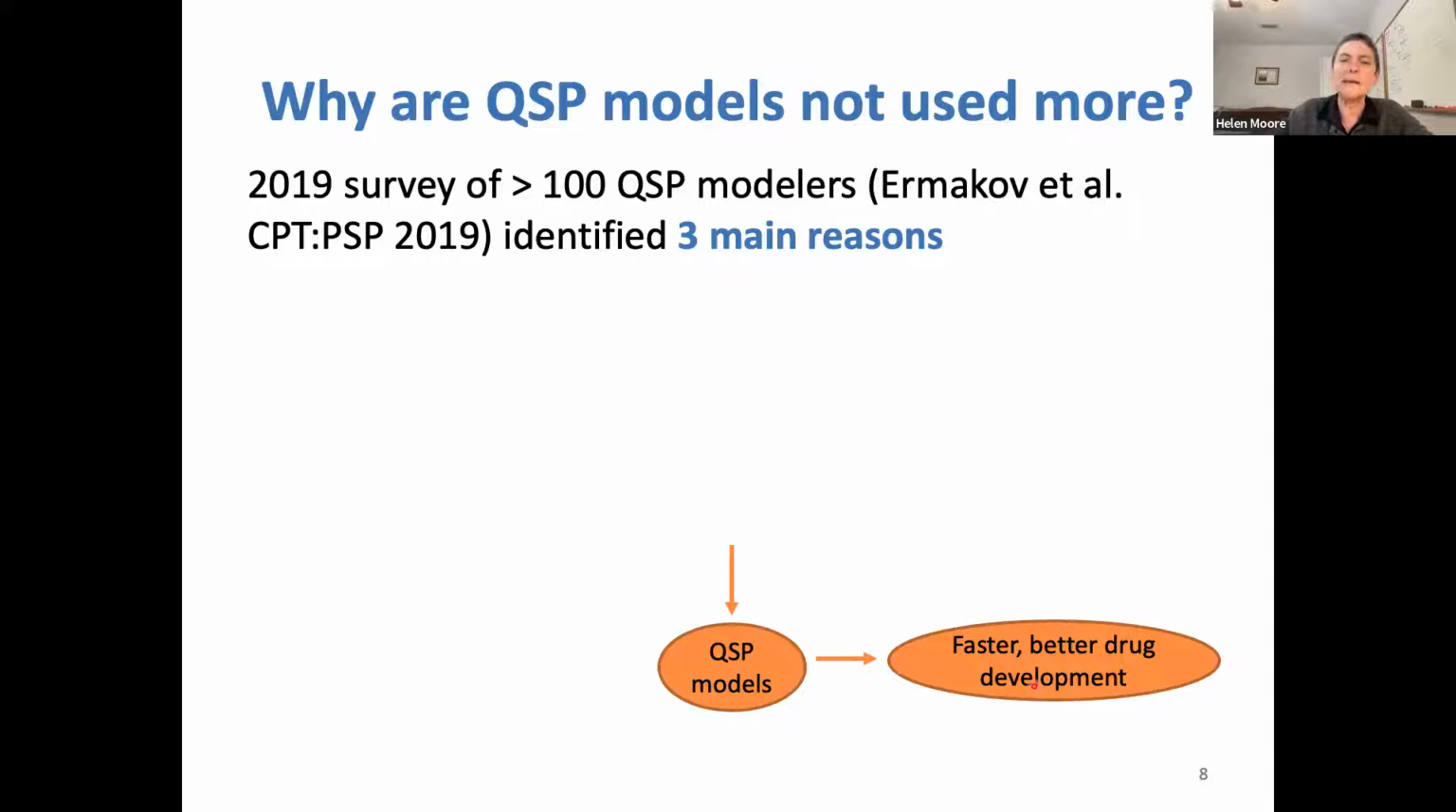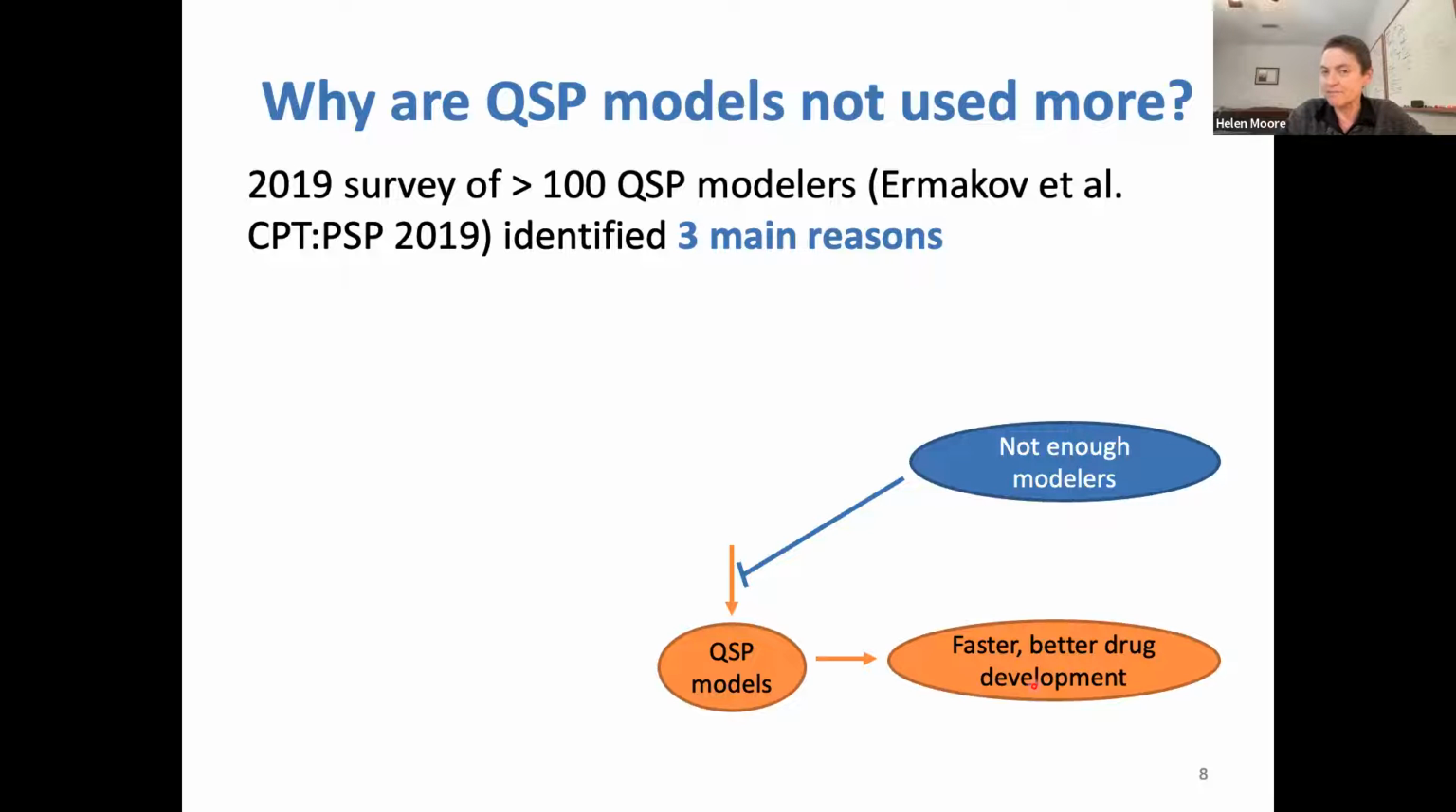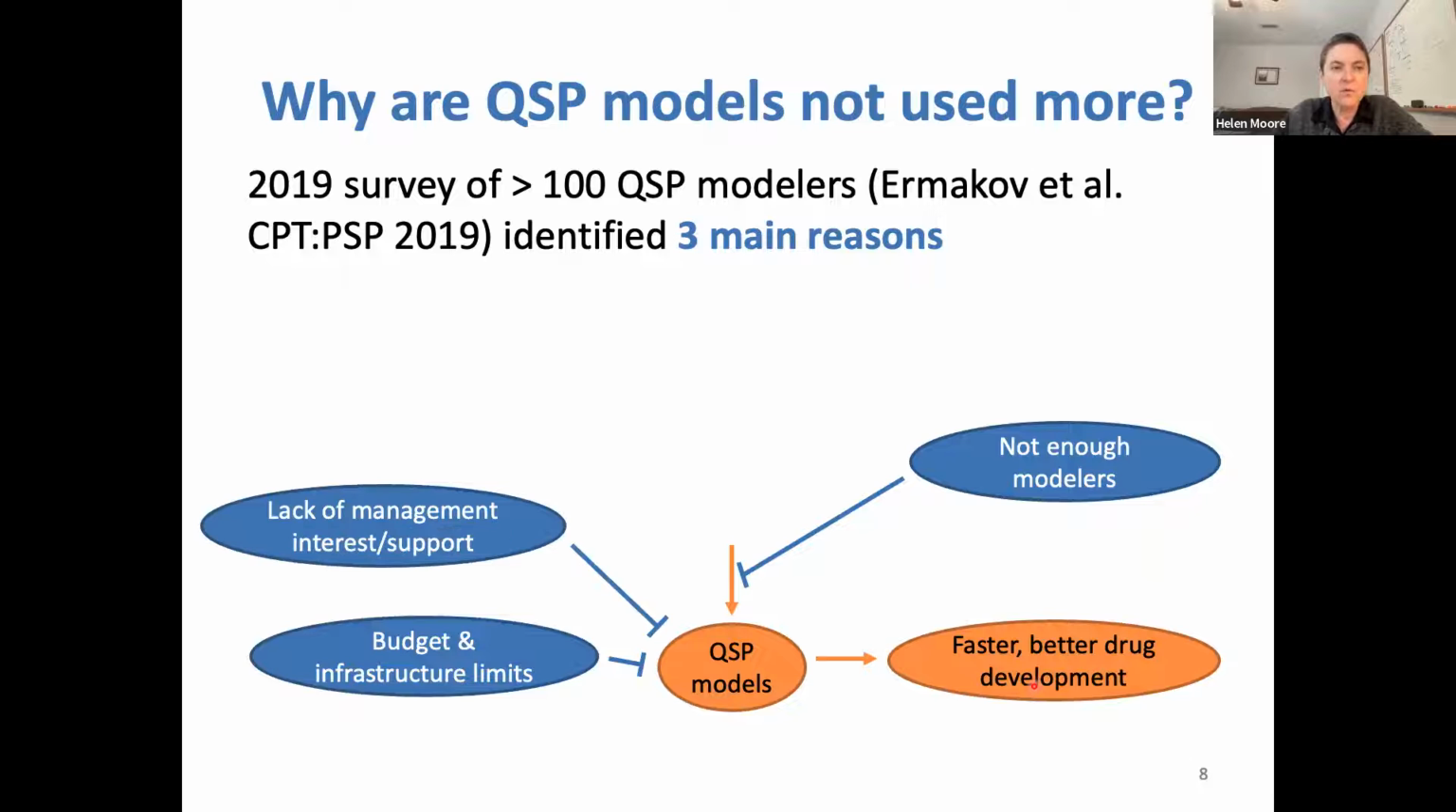And there were 3 major reasons why they're not being used more. One was not enough modelers. I'm not really going to talk about that today, but that's one thing. Another was there's budget and infrastructure limits. And then the third was the lack of management interest and support for the models.